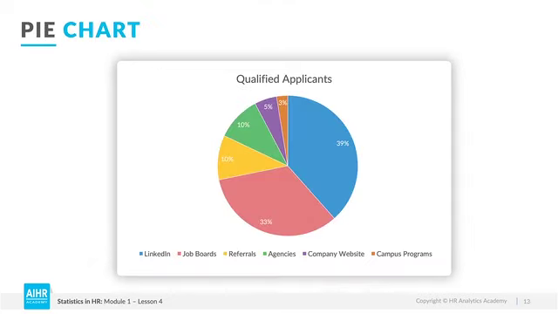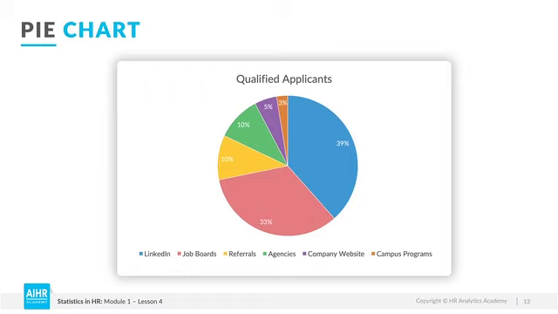Now let's take a look at pie charts. Pie charts use the relative frequency of categories to portion out pieces of a circle, just like a pie, hence the name pie charts. So, in continuation of our bar charts case, LinkedIn gets the biggest piece, as they had the most qualified applicants of all our recruitment channels. This is followed by job boards, referrals, recruitment agencies, the company website, and finally, college recruitment programs.